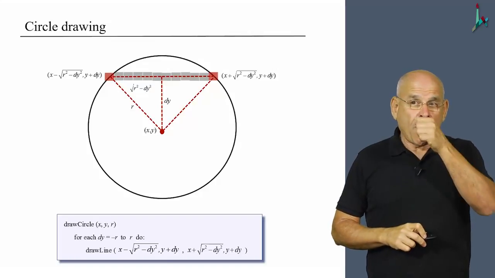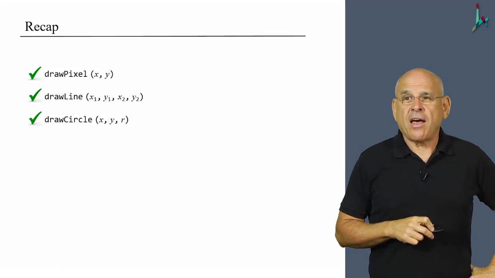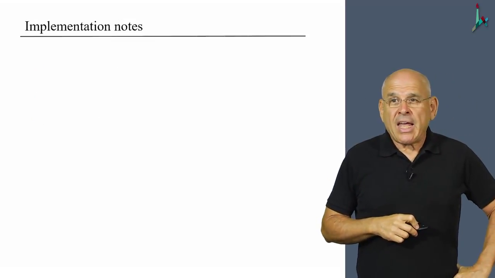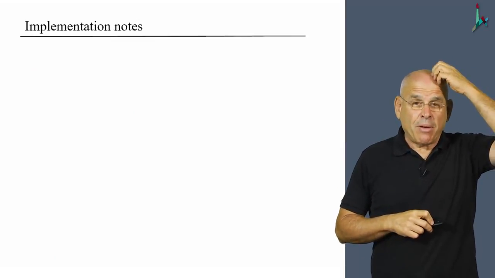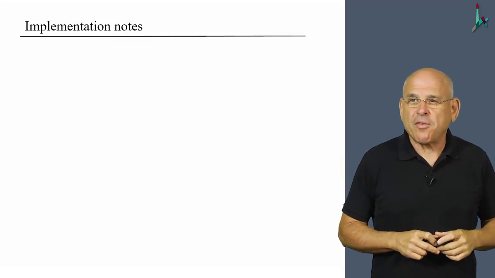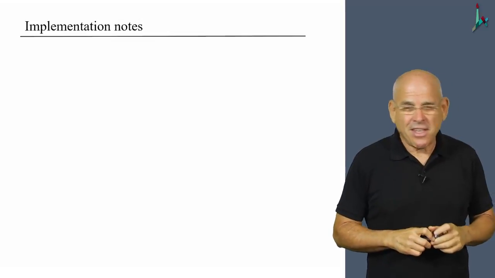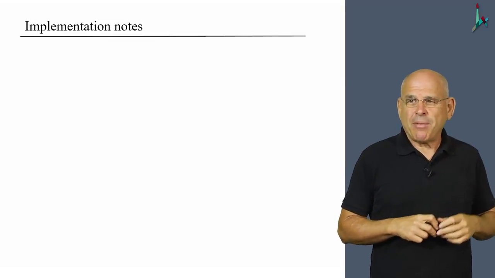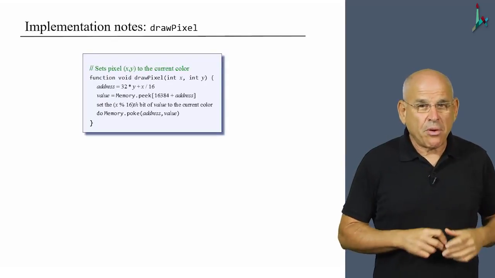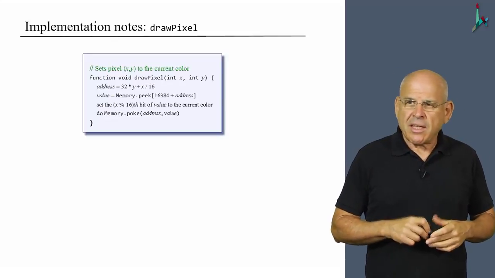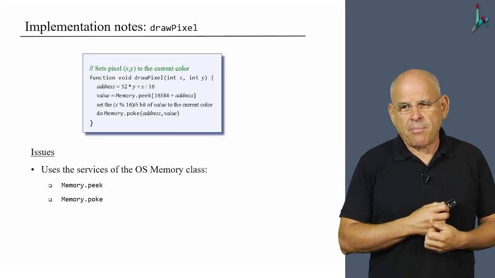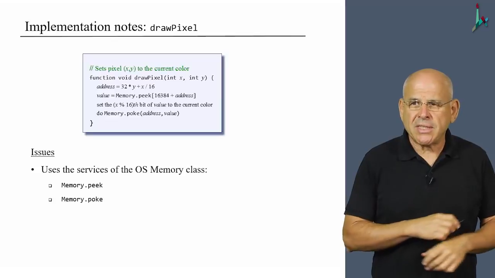All right, so this is circle drawing, and we know how to draw pixels, lines, and circles, and it's time for our implementation notes. Up until now, everything was very elegant and nice, and from now on, we have to deal with the nitty-gritty details of actual implementation. So here is our drawPixel algorithm. We saw it in the previous unit, and notice that it has to use peek and poke. Peek and poke are readily available in the Memory class that we implemented in one of the previous units.